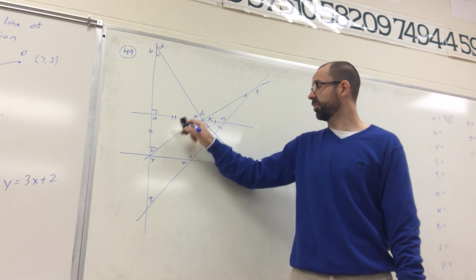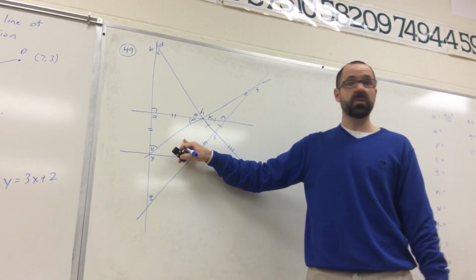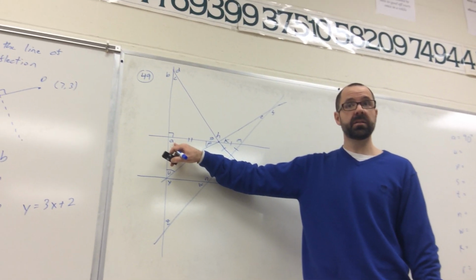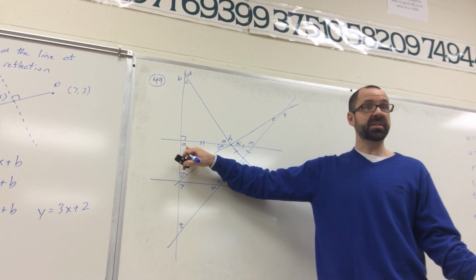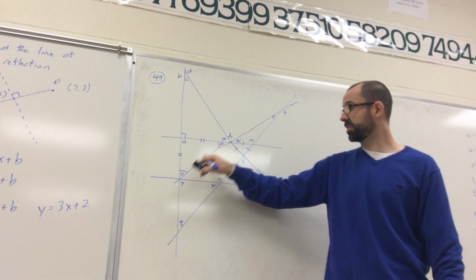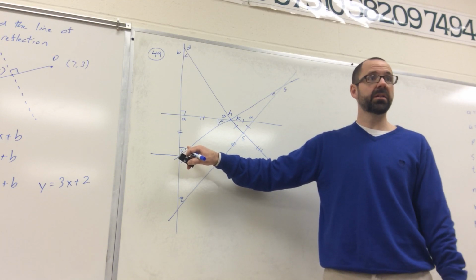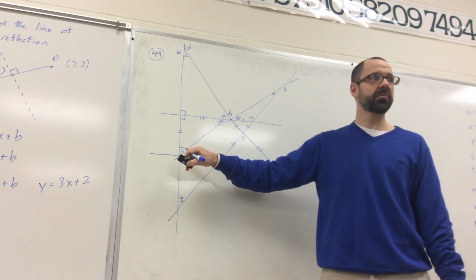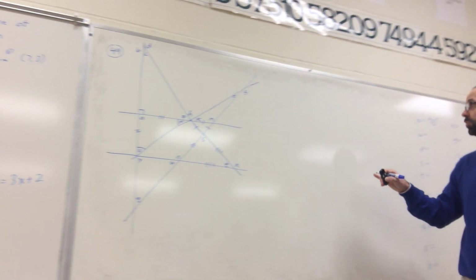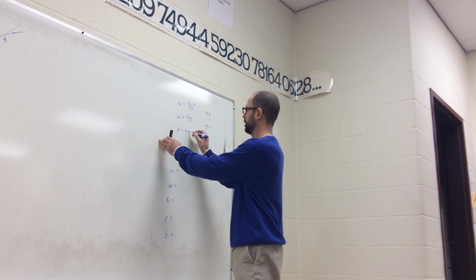What do the three angles of a triangle add up to? 180. We already know that one's 90. So 180 minus 90 is 90. So that means these two have to add up to 90. Plus, we just said they were congruent, so that means they're both 45. So U and P are 45.